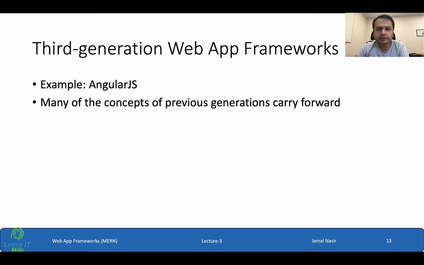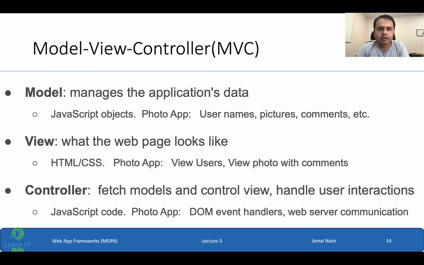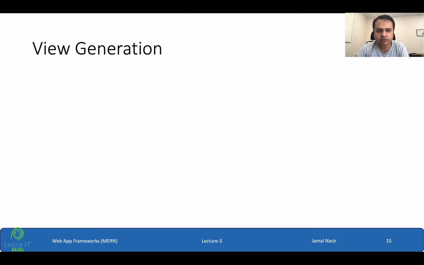Many of the concepts of previous generations carry forward in the third generation, like Model View Controller, templates, HTML, and CSS view descriptions. In MVC, the model is managing the application's data, right? Communication with the database. The view is what the web page looks like, HTML, CSS. The controller basically fetches models and controls the view, and handles user interactions.